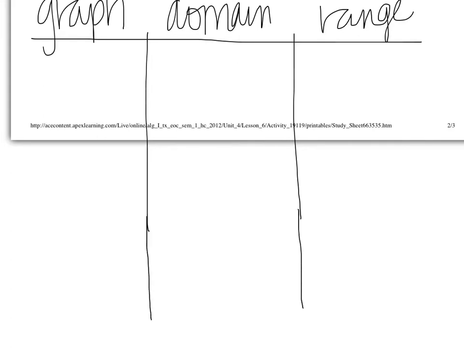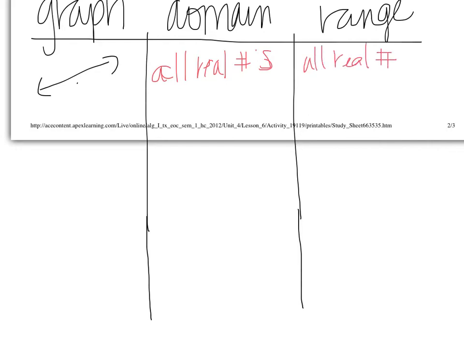All right, if our graph is a line, the domain is all real numbers. And our range is also all real numbers. Okay.